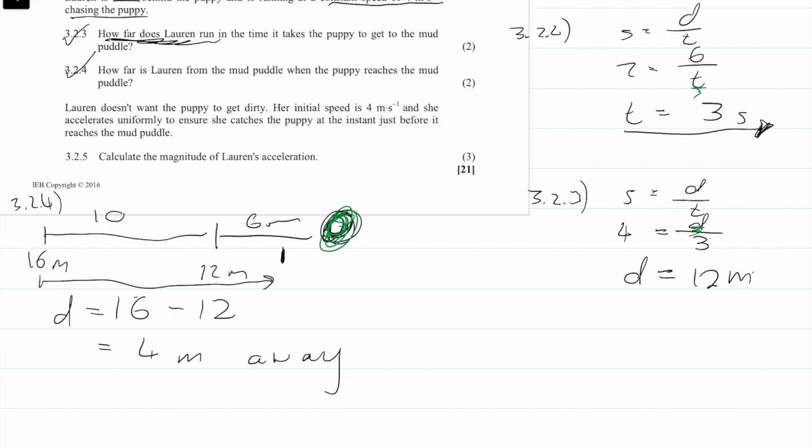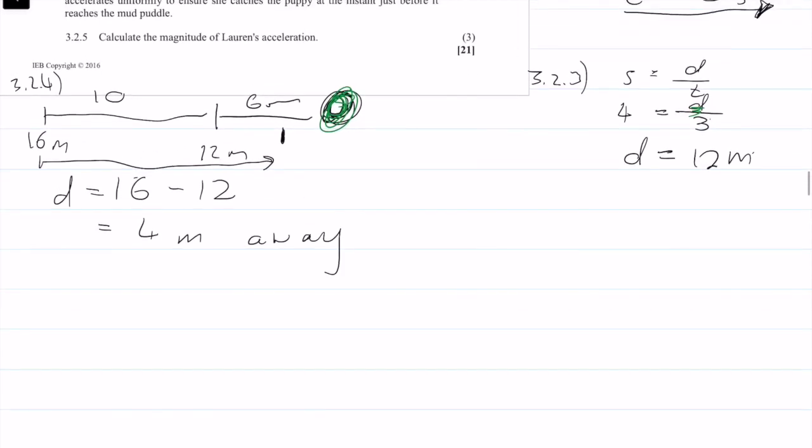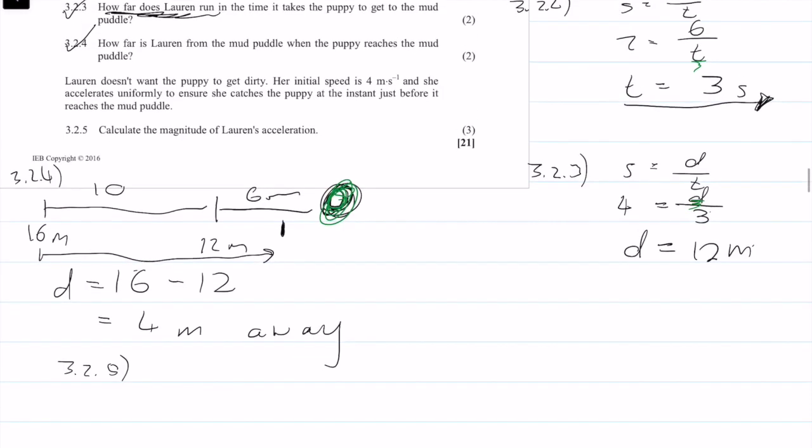Okay, so Lauren doesn't want the puppy to get dirty. Her initial speed is 4 meters per second, and she accelerates uniformly to ensure she catches the puppy at the instant just before it reaches the mud puddle. Calculate the magnitude of Lauren's acceleration. Okay, so basically we want to make sure that Lauren gets to the puppy before the puppy gets to the mud.